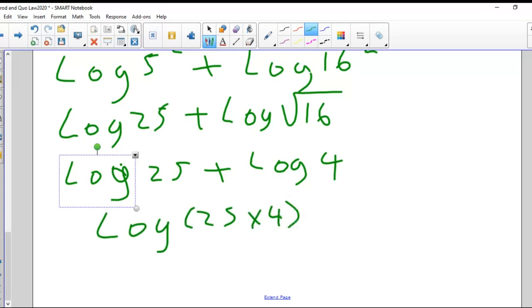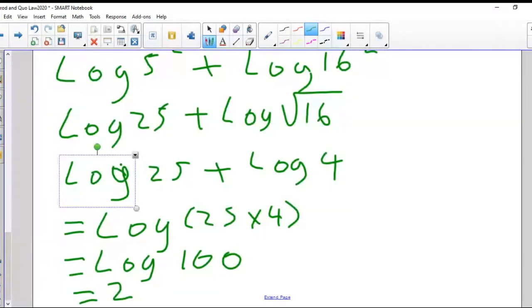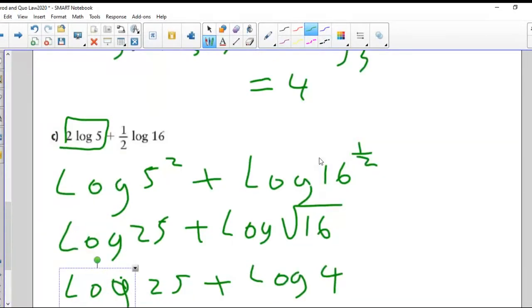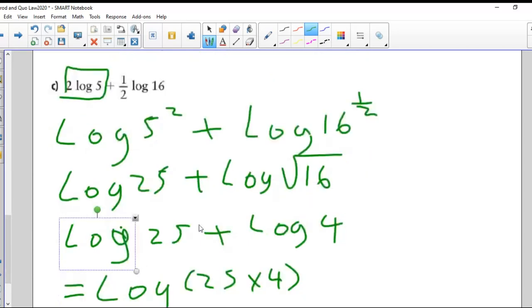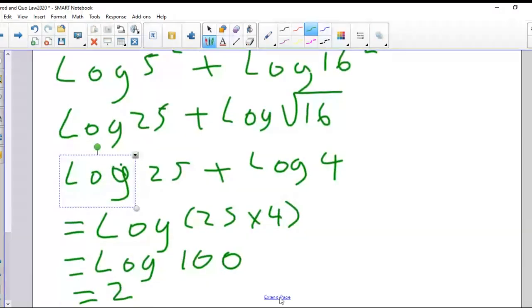Which of course is 100. Which of course, I'm not going to insult you by asking you to tell me. I'm just going to say it's 2. We all know that that's 2. So if you had used your calculators and found the 2 log 5, you're going to get some decimal. The half of log 16, you're going to get some other decimal. But when you combine those two together at the end of the day, you're going to get 2. In exact form would be 2.